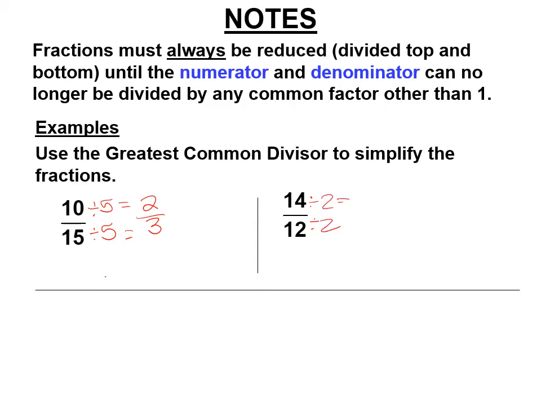So 14/12 simplifies to, they're both even numbers. All even numbers are at least divisible by 2. 14 divided by 2 is 7. 12 divided by 2 is 6. So 14/12 simplifies to 7/6.